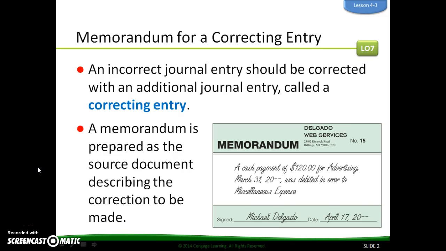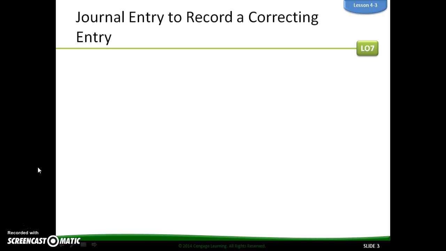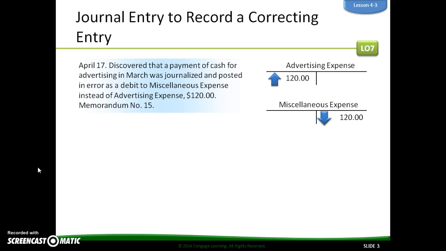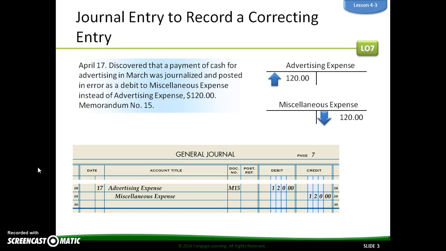A really important part of correcting entries is actually to analyze and look at the error before you do anything else. So the first step here, it says, we discovered that a payment of cash for advertising in March was journalized and posted in error as a debit to miscellaneous expenses instead of to advertising expenses. So we're using memo number 15 to note this. And you can see that if we look at our T account, I'm showing advertising increase, miscellaneous decrease, and that's what we went ahead and posted.